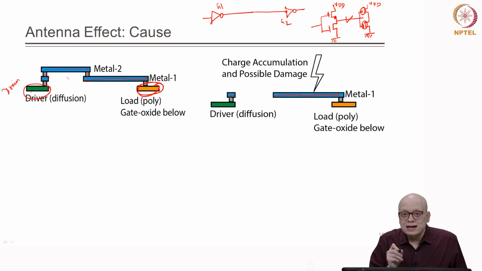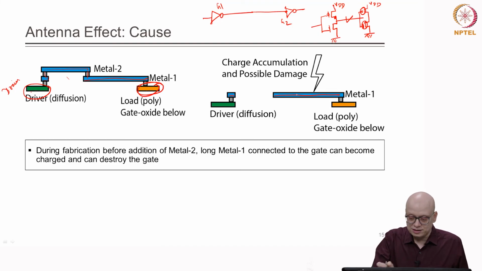Note that in this case the second metal line is not yet created; only the first metal line is created. Now, if this charge gets accumulated in this metal line 1, and metal line 1 is connected directly to the gate, then whatever charge is there can get discharged through the gate.